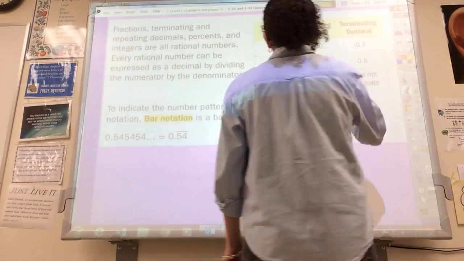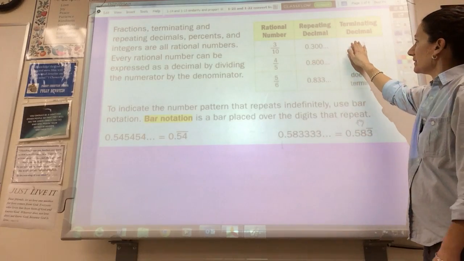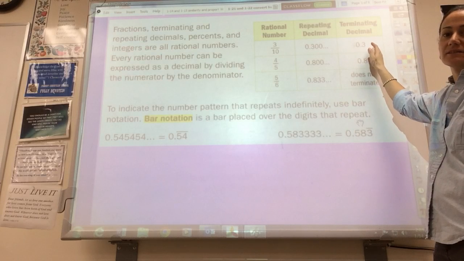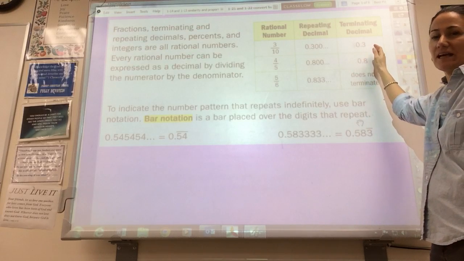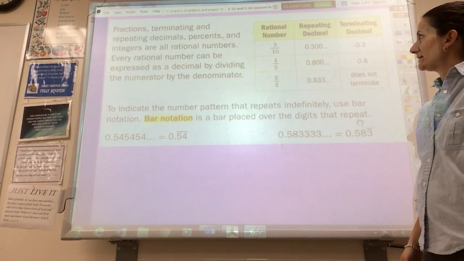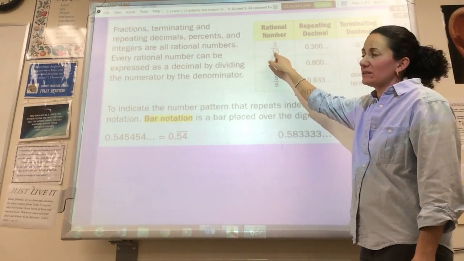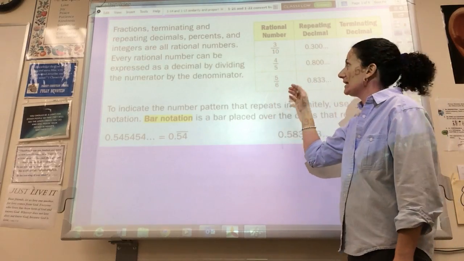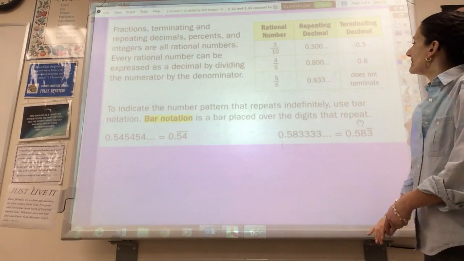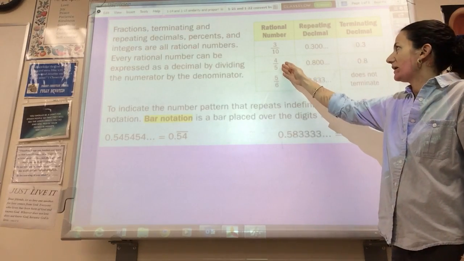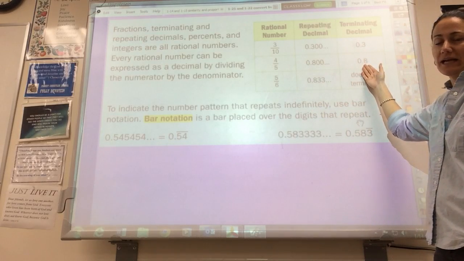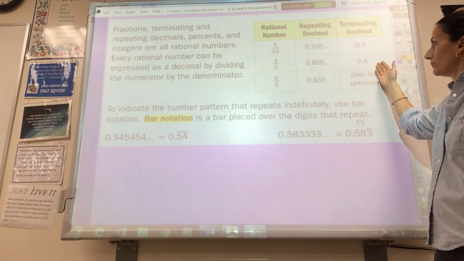You see up here in this chart that the example of a terminating decimal is a decimal that has a stopping point. It terminates, it ends. 0.3 is an example of a terminating decimal. If you were to write 3/10 as a decimal, as we know already, that's 0.3, and that's a terminating decimal. 4/5, if we were to divide 4 by 5, you know that it's going to end up with 0.8. 0.8 is what we call a terminating decimal.